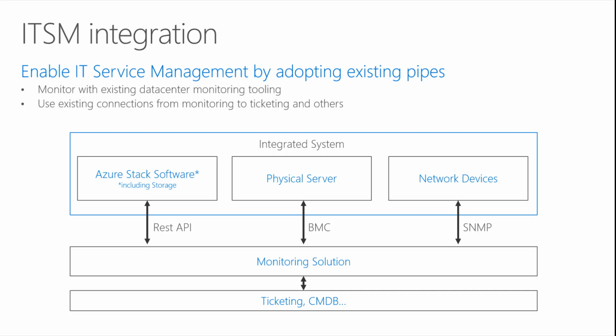So within the integrated system, at the top box, the big box, we have our Azure Stack software, we have our physical server, and we have our network devices. Network devices communicate through SNMP, and we're going to use third-party tools for that. The physical servers are communicated to by the BMC, the baseboard management controller, which could be specific to the vendor. And in all the Azure Stack software, everything we've been talking about up to this point, there are well-defined REST APIs. We went through some of those and the various actions that could be performed. All that information can talk to the monitoring solution, which can then talk to the ticketing or the CMDB database.